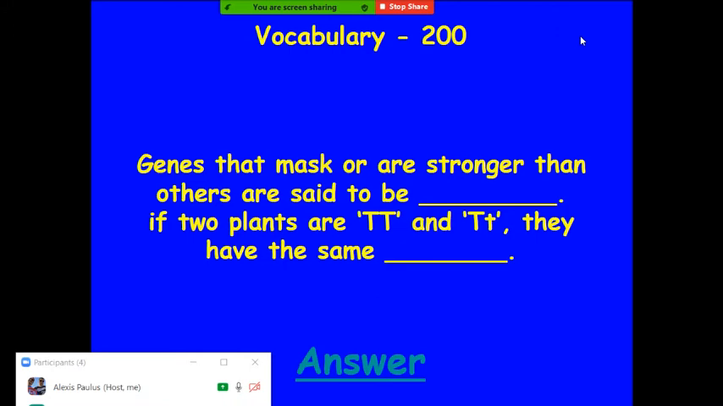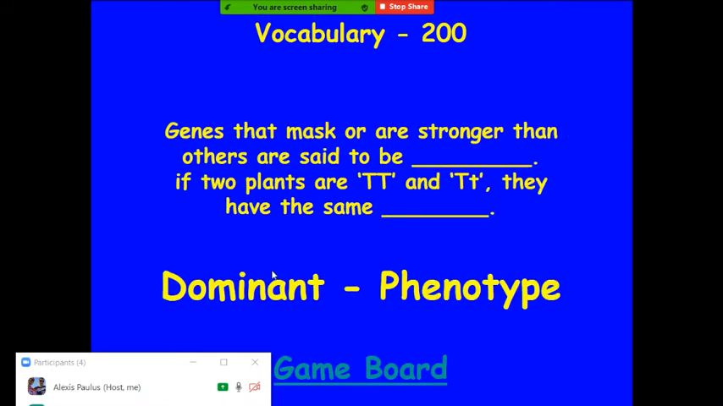Okay, a couple more seconds. All right, here we go. All right, they are said to be dominant over the recessive alleles or the recessive genes. And of course, as long as you have one dominant allele, you will have the same phenotype.